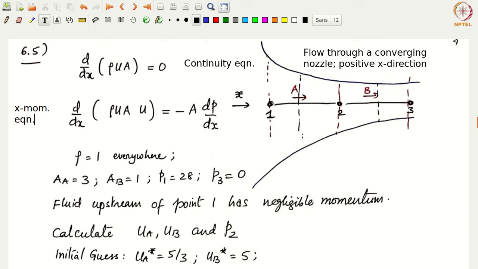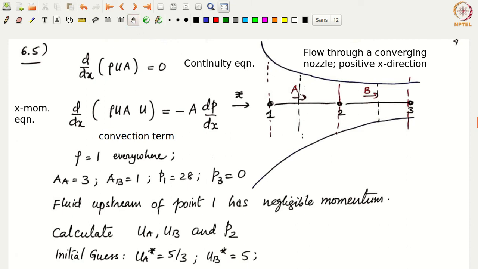Now what about the terms here? Of course, this is the pressure gradient. And what is this term? This is now the convection term, right? Basically rho UA U, this is the convection term. And we don't have any source term, so the source term is 0.